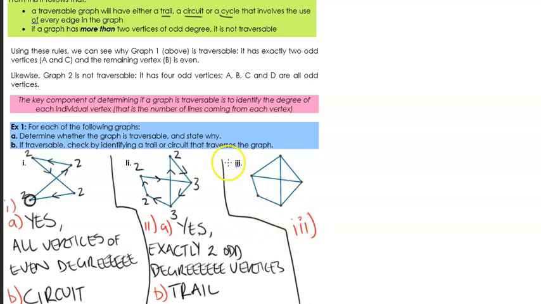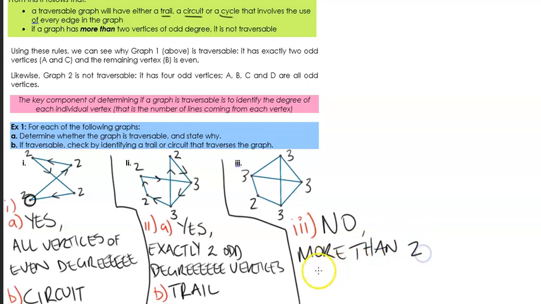Okay, so let's determine whether the graph is traversable. So this is 3, 2, 3. We got another one, 3. Oh, we got more than 2. So no, not traversable. And we have to say why. More than 2 odd degree vertices. So if it is traversable, which it is not, for question B we can't really answer this because it's not traversable. So we can just write not applicable.